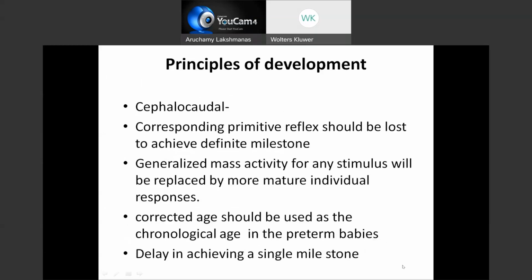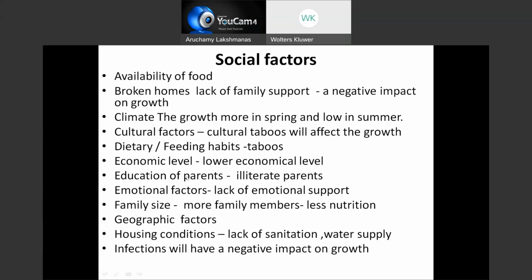And economic levels, again, this also will decrease the purchasing capacity. Education of the parents, emotional factors, and the family size. So more persons to share less food, so less nutrition. Then geographic factors, housing conditions, and infections will have a negative impact on the growth.